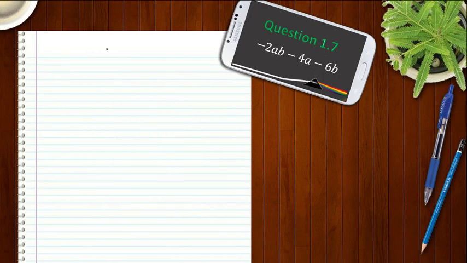Okay, 1.7. Now we have negative 2ab minus 4a minus 6b. All right, we can take out a negative. Then 2, 4, and 6, highest common factor is 2. Then we have an a for the first and the second terms, but not for the third, which means we don't take it out. B for everybody except for the second term, so that means we can't take it out.